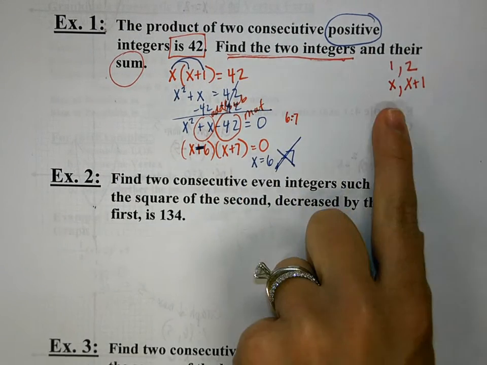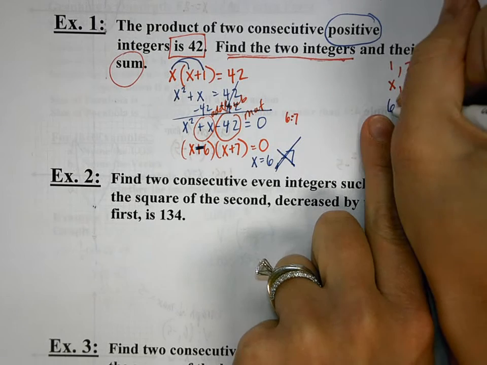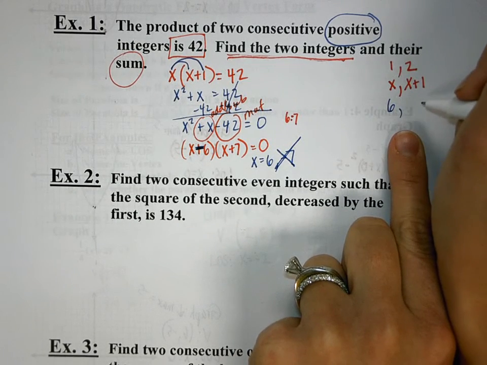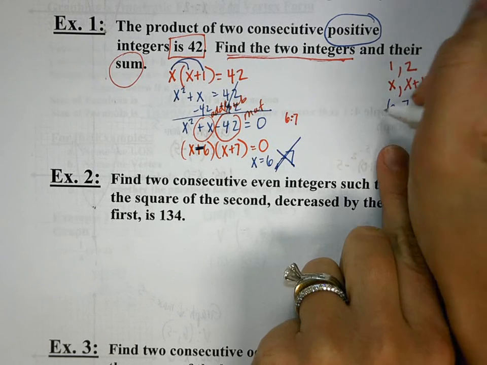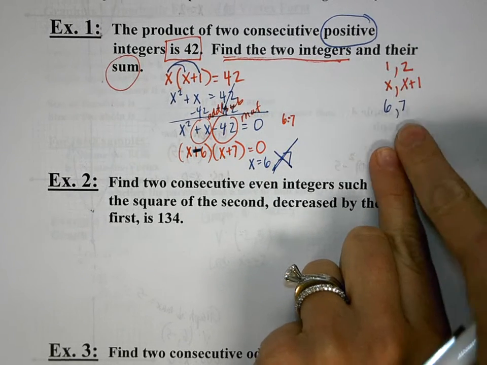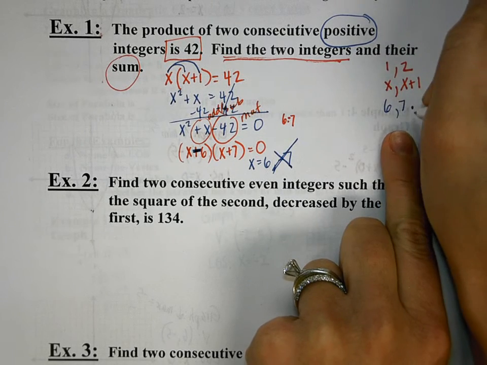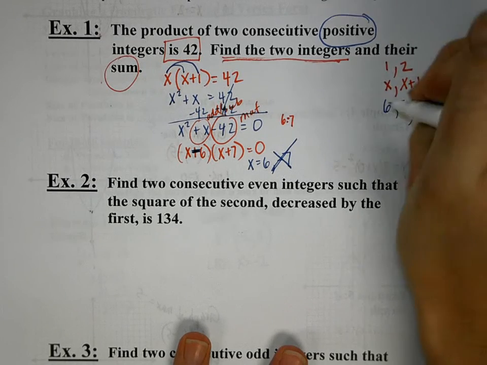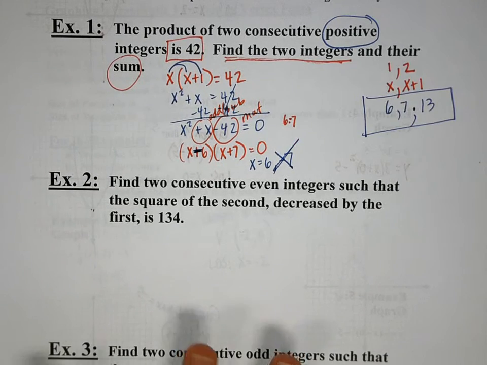So I go back here. My x value is 6. And then my next number would be 6 plus 1, which is 7. So those are my two consecutive integers. So I found my two integers, and then it asks me for their sum. So what is their sum value? 13. 6 plus 7 is 13. So this is my answer.